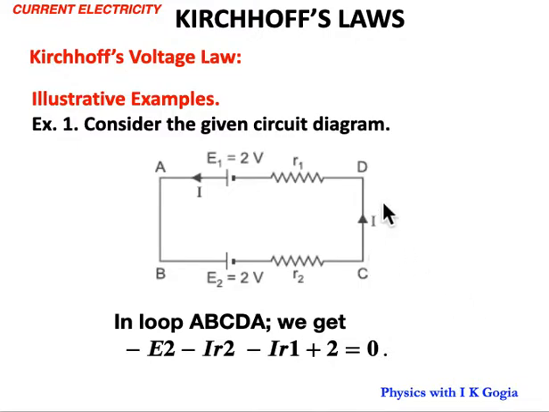Now, coming to this part, you again come across a resistance R1 and we are moving along the direction of current. So, there is a drop of potential, we take it as minus IR1, and here you come across another cell where we are moving from lower potential to higher potential, negative to positive. There is a rise in potential of 2 volts, we take it as plus E1, equal to 0.